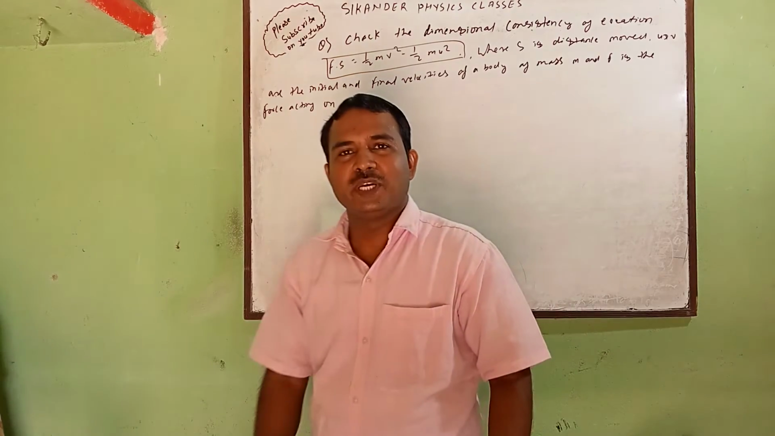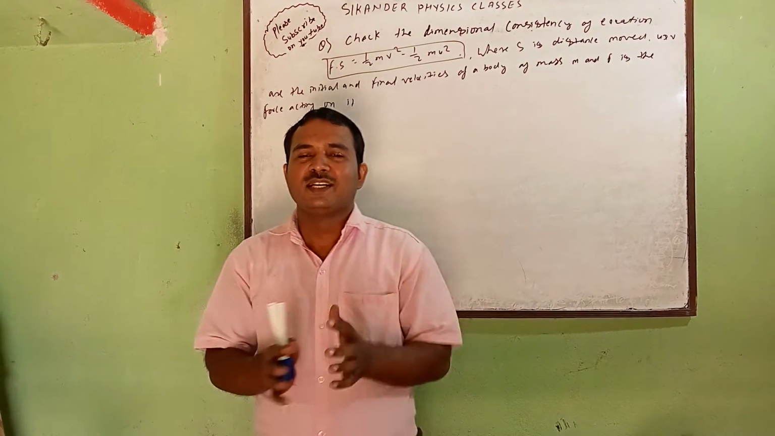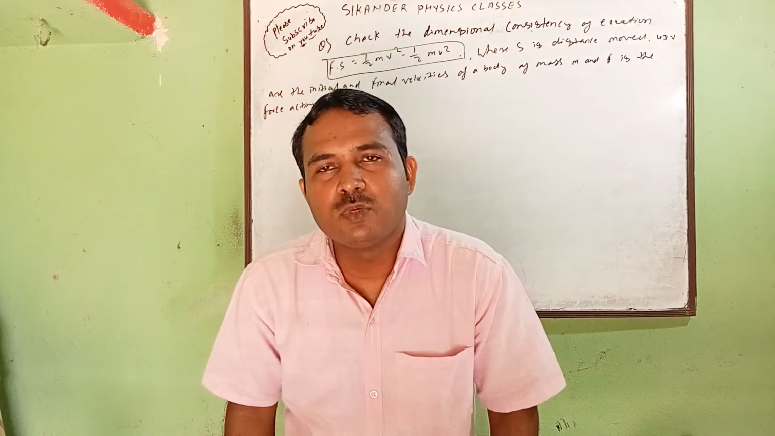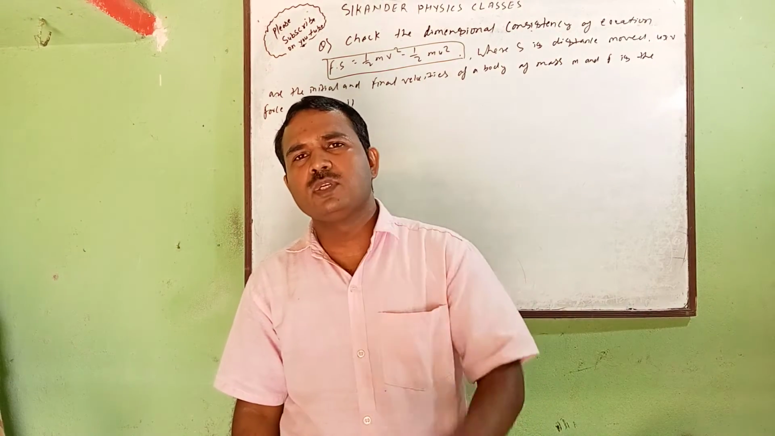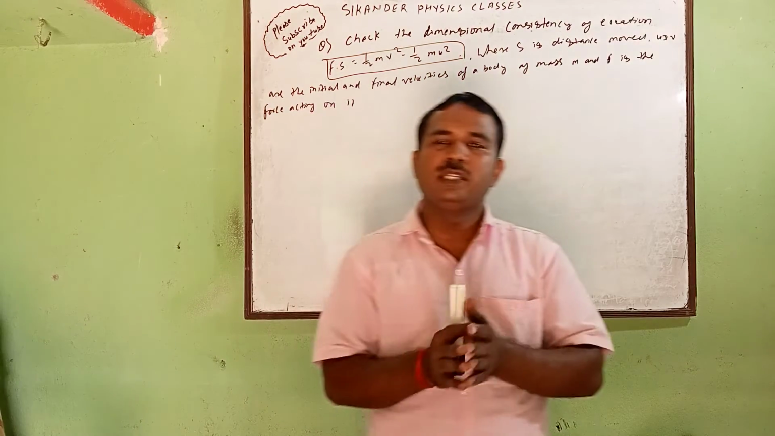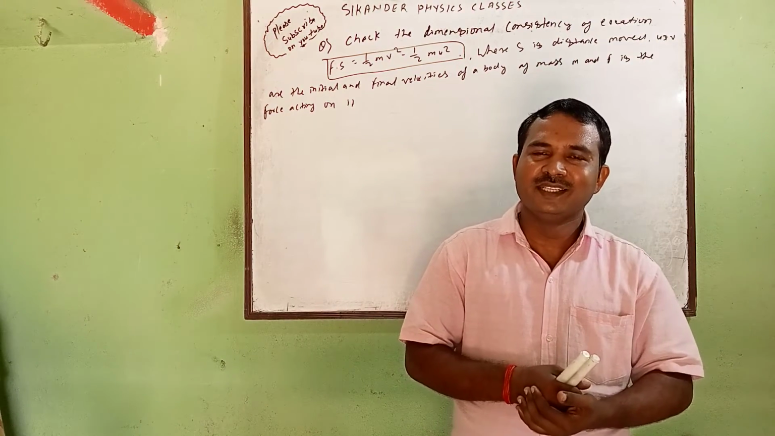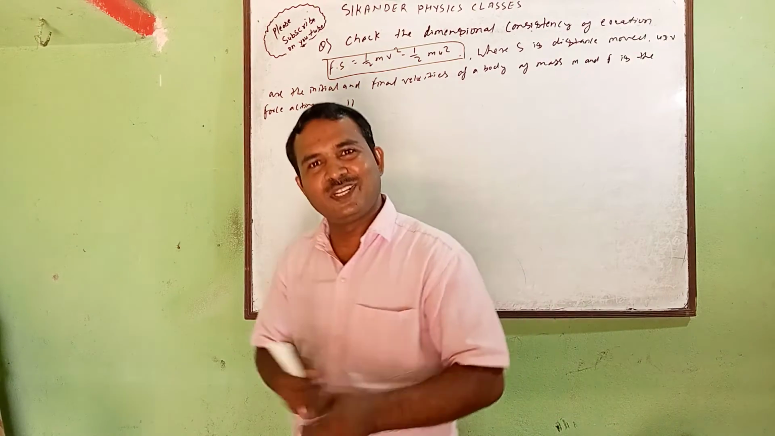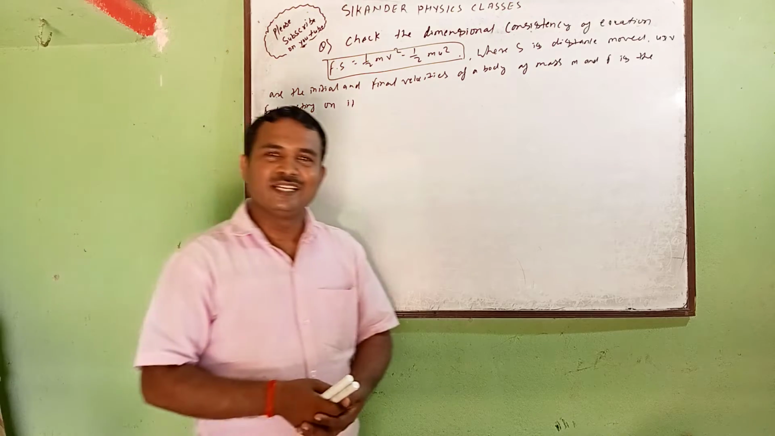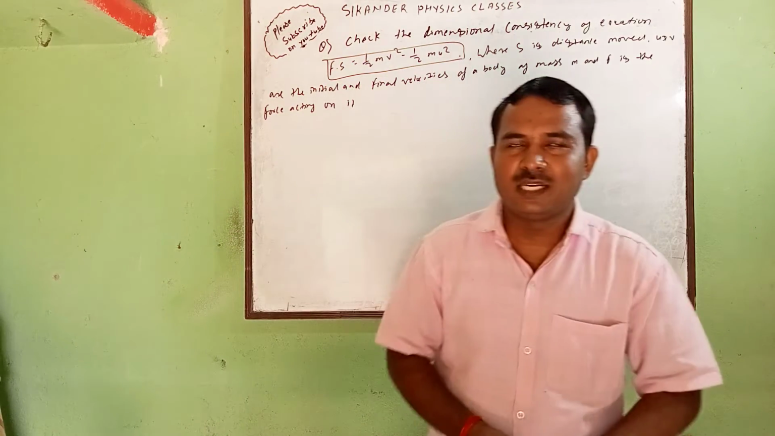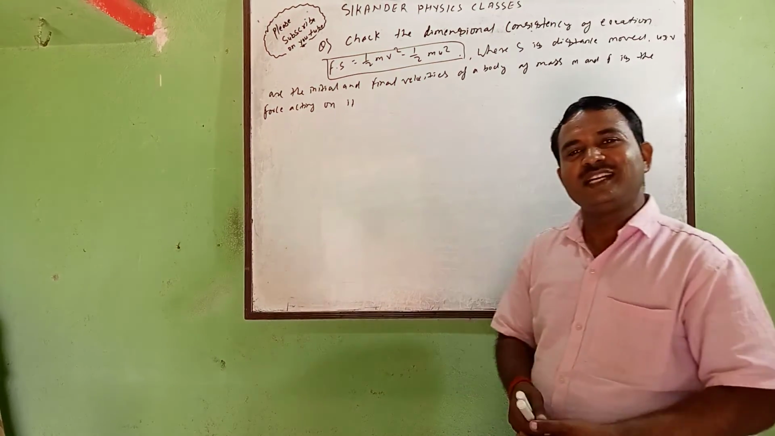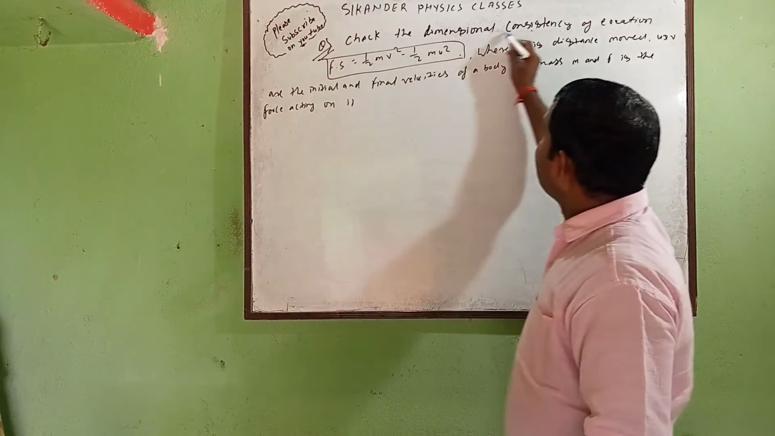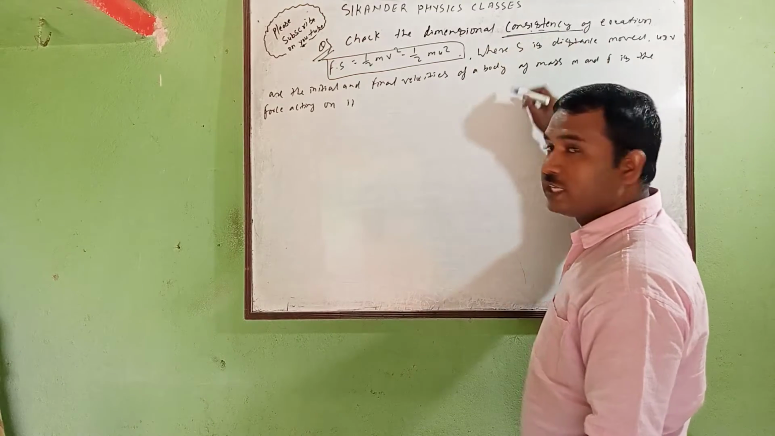Now in this class we are going to discuss correctness. Correctness means how we can check a dimensional equation. Suppose you have any equation, you can check whether it is correct or not by the dimensional formula. We have already discussed the dimensional formula, dimensional equations, and dimensions of physical quantities. Related to that, we have one question: check the dimensional consistency.